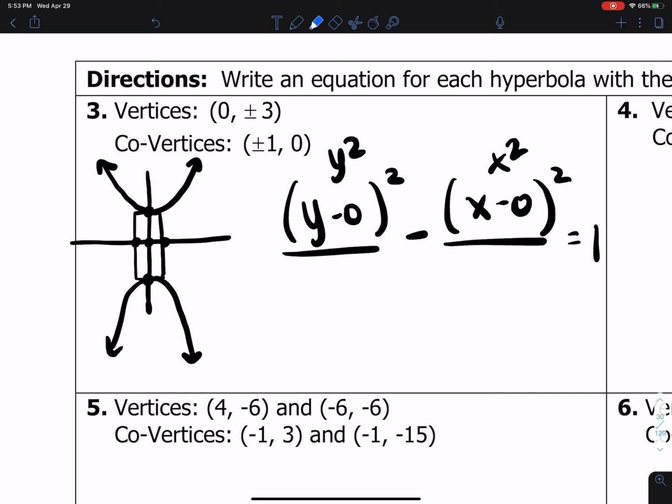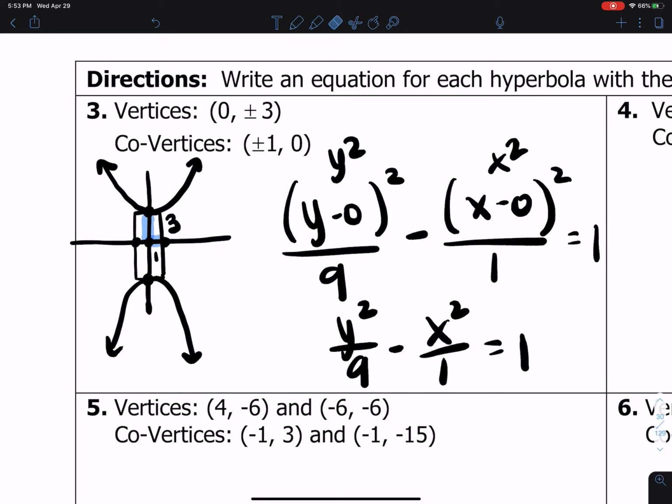Now a is the distance from the center to a vertex, so that's 3. So 3 squared is 9, and that goes below y squared because a always goes first, b always goes second in hyperbolas. And then the distance from the center to a co-vertex is 1, so 1 squared is 1. So our equation is y squared over 9 minus x squared over 1 equals 1. Or you could even just write it as x squared. On the quizzes and the test, you'll need to type in that the b value is 1, or b squared, I guess, is 1, to make sure that you get those points.